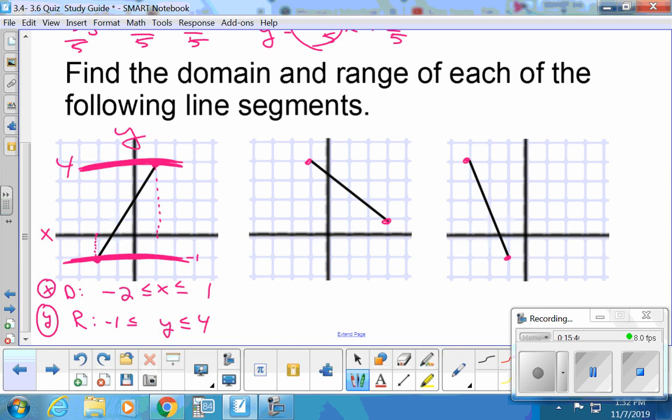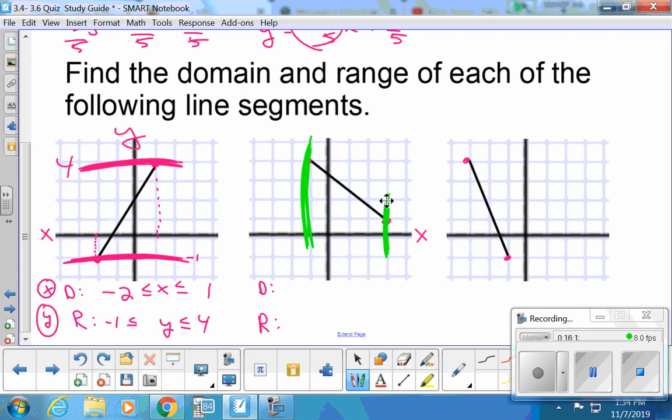Let's do the same thing over here in the second one. We want domain, which is x, and range, which is y. Here's my x-axis. Okay, what do you have to do? Okay, so we are on this second one. We are talking about our domain being the x-axis. So you're simply going to look at the line segment and think, where does it go on the x-axis? This is the furthest right it gets to on the x-axis. This is the furthest left it gets to on the x-axis.